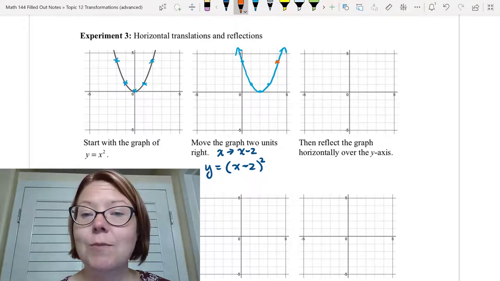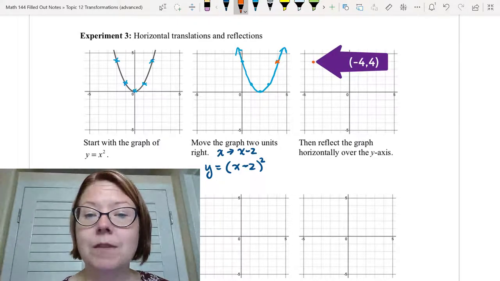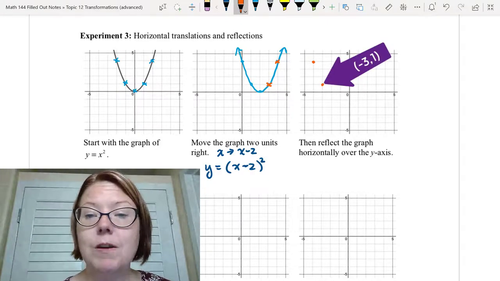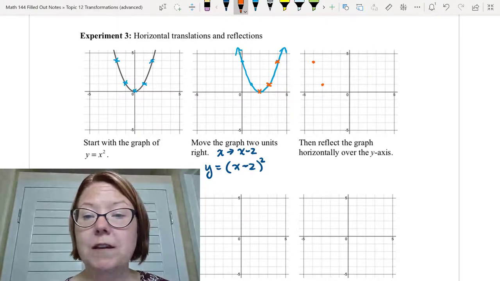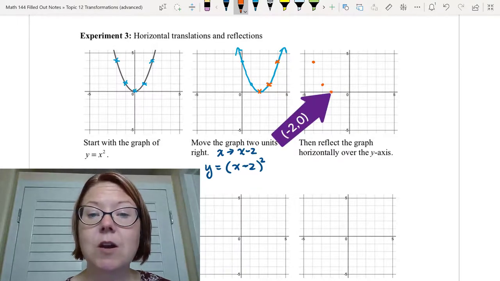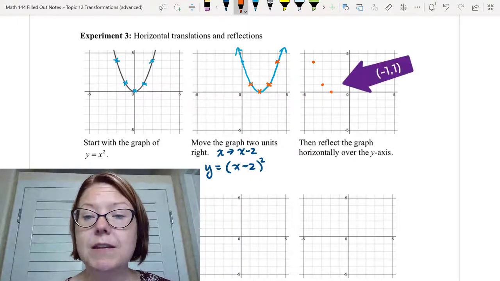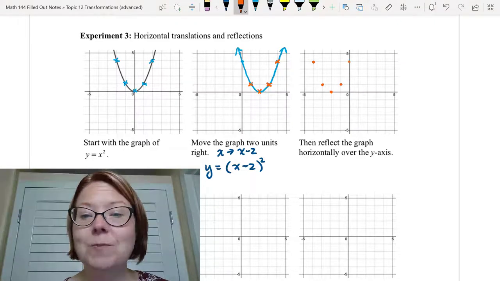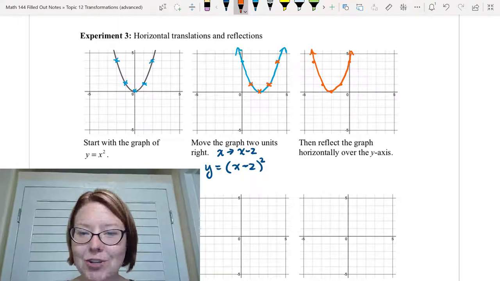4, 4 would become -4, 4. 3, 1 would become -3, 1. 2, 0 would become -2, 0. 1, 1 would become -1, 1. And 0, 4 would still be 0, 4. So there's our new parabola.